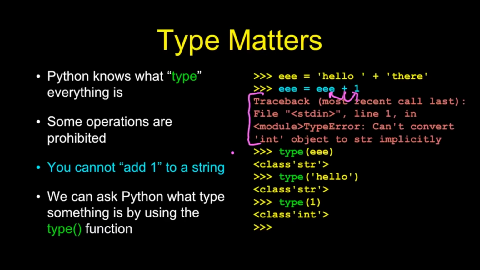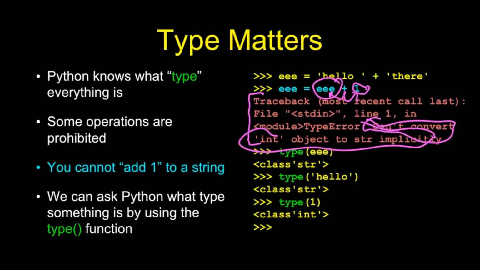Because we're typing interactively, it's always line 1 here. But if you read carefully and you don't get too stuck on too much stuff, line 1 tells us something in module type error, can't convert int object to str implicitly. So that's an integer right there, and that's a string, and that's what it's complaining about, that little bit right there. If Python is so grumpy about types, then we should be able to ask it about types.